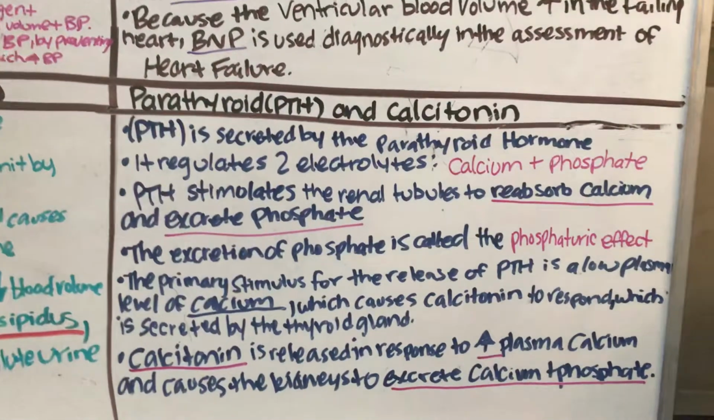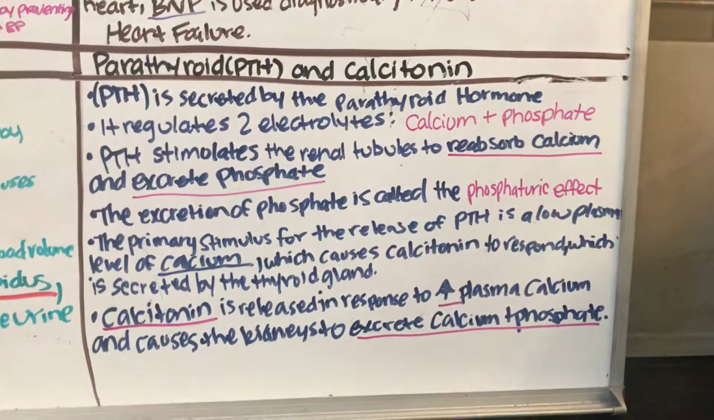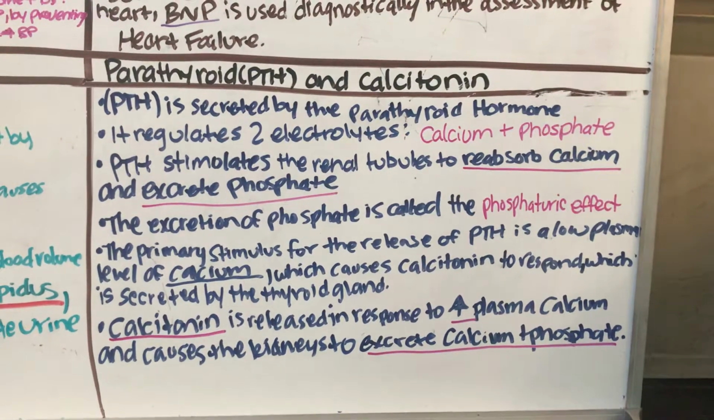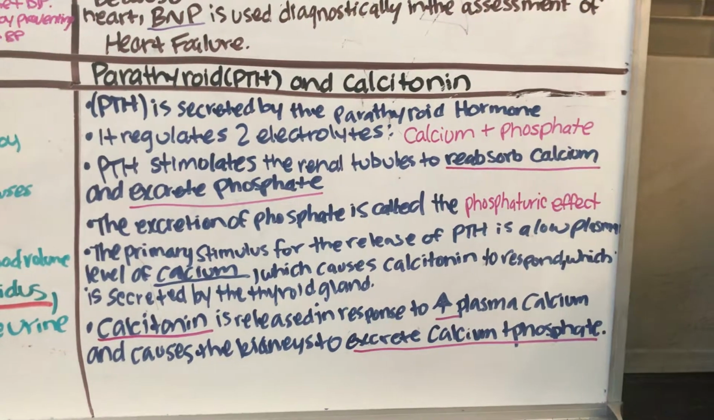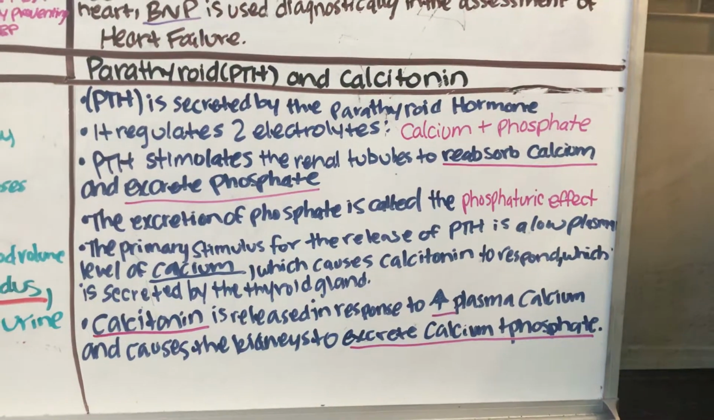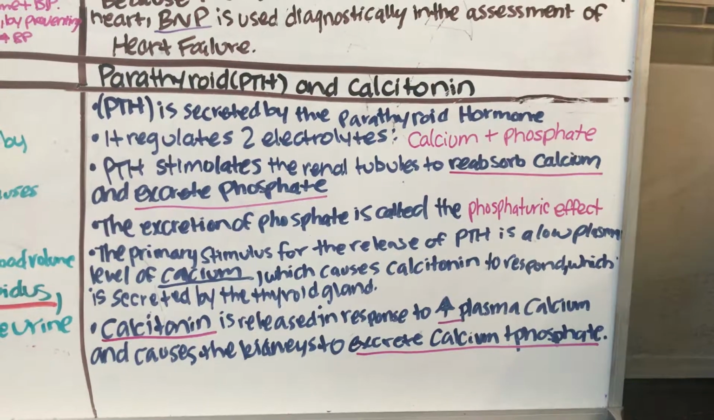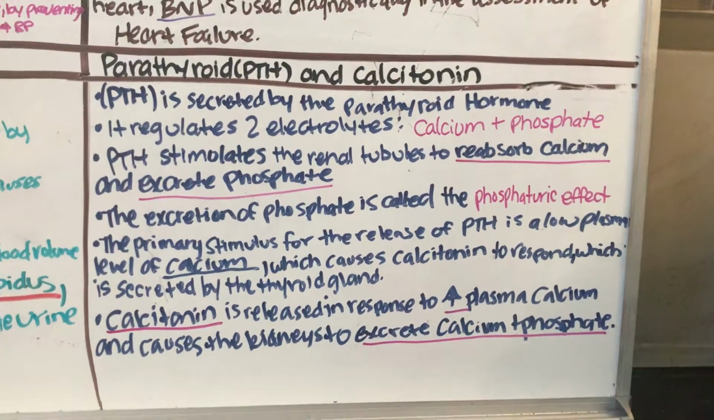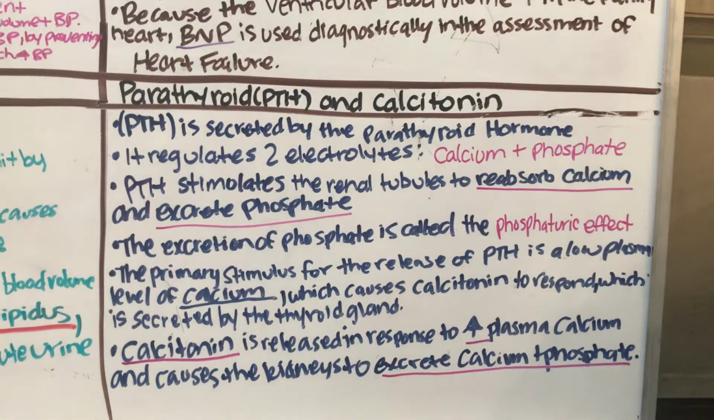Then you have your parathyroid hormone, PTH, and calcitonin. PTH is secreted by the parathyroid gland. It regulates two electrolytes, which are calcium and phosphate. PTH stimulates the renal tubules to reabsorb calcium and to excrete phosphate. The excretion of phosphate is called the phosphaturic effect.